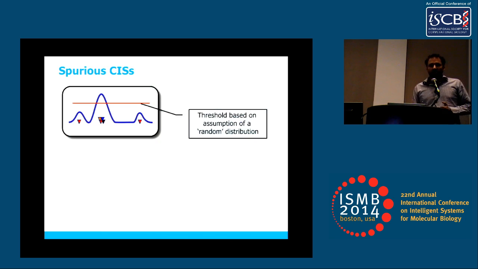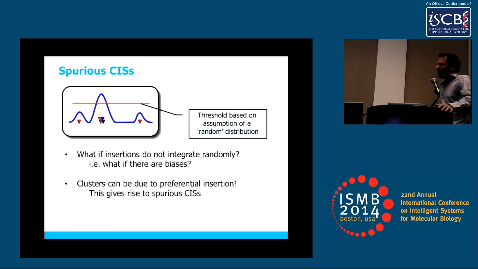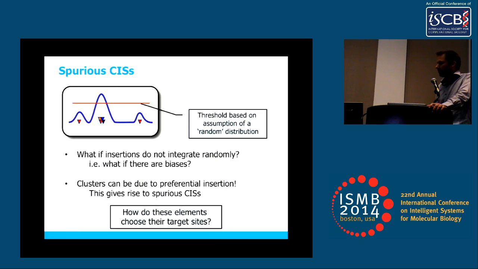Now, there's one assumption in this method, and basically also any other method that you can use for detecting these common insertion sites, and that is that this threshold is based on the assumption of a random distribution, right? But what if these insertions do not integrate randomly? In other words, what if there are biases, right? And actually we know from other work that that is the case. But if that is the case, then these clusters that we observe, we're not really sure that they're due to selection. They can also be due to biases, right? And this can give rise to spurious CISs and therefore also spurious cancer genes.